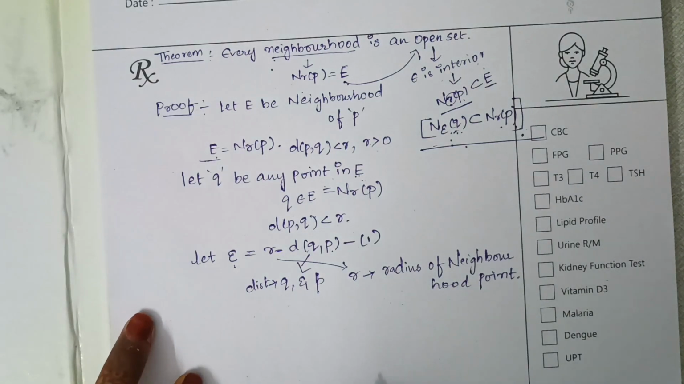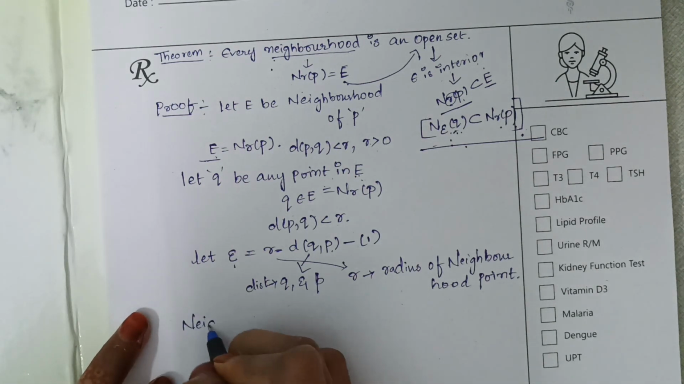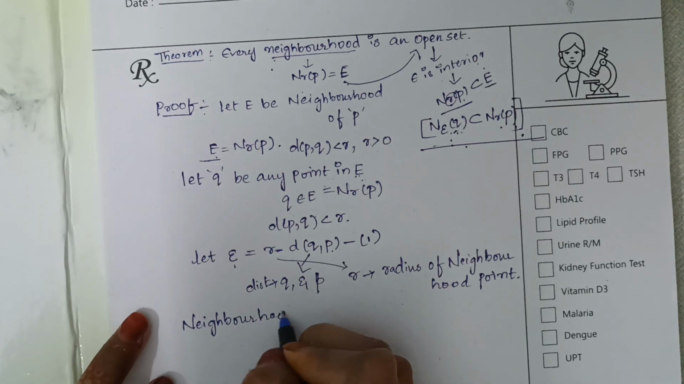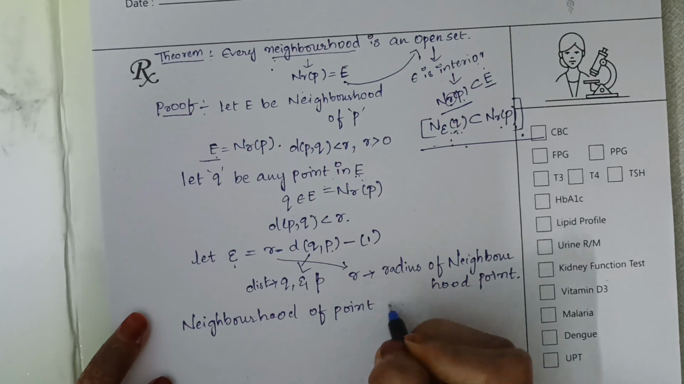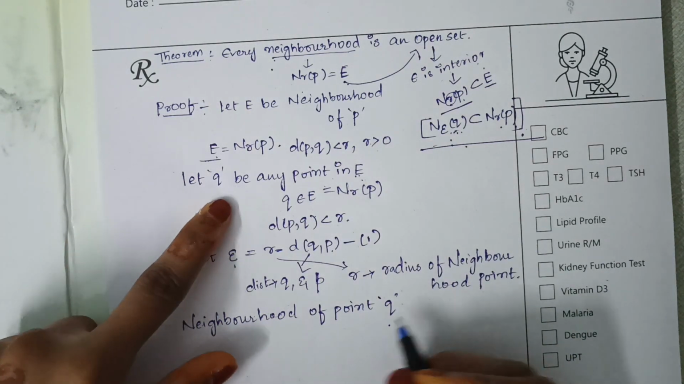And now let us consider the neighborhood of point Q, because we considered a point Q in E.